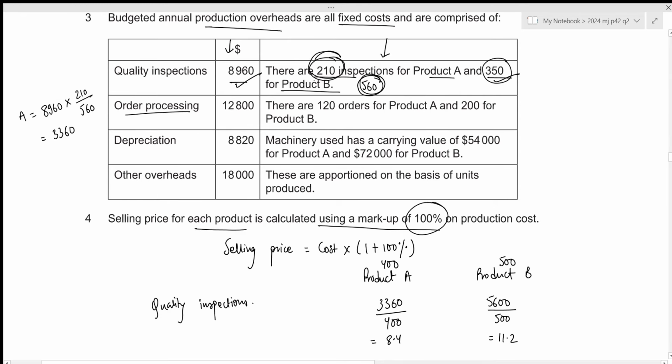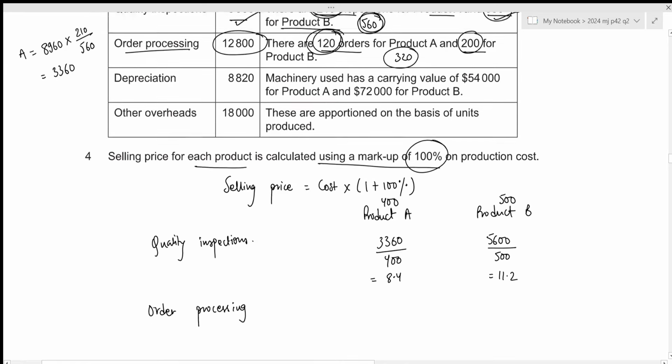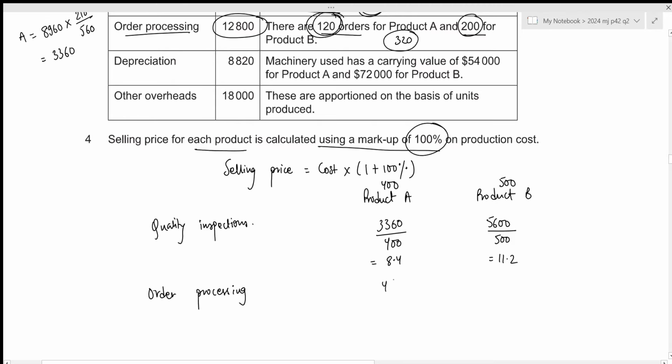For order processing, 120 orders are for product A and 200 for product B. So the total number of orders in this case is 120 plus 200, which results in 320. Now the value of order processing for product A is, we always start with the total overhead, so 12,800 multiplied by the appropriate fraction, which is 120 divided by 320, which results in the value of 4,800.